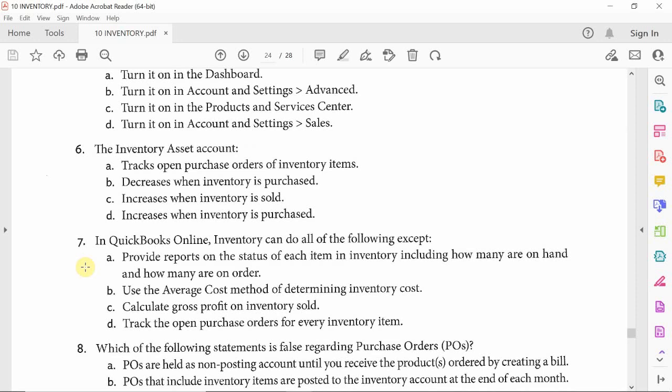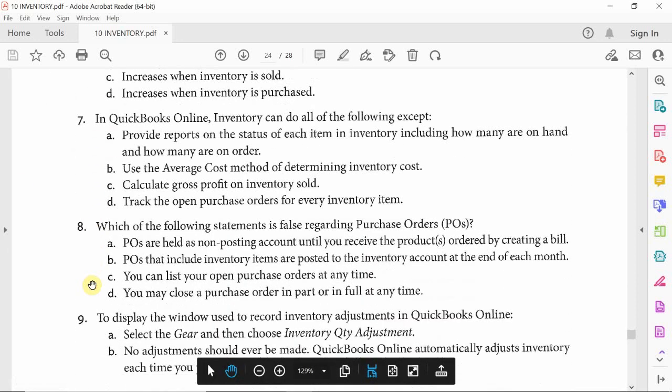C, it does calculate the gross profit from inventory sold. Yes, because if you're marking what it costs you and how much you sell it for, you can run a profit and loss based on products and services, and you can see the gross profit that you earn out of that. And letter D, track the open purchase orders for every inventory item. Yes, by opening that purchase order, you can see what items you are still pending on. So yes, it does keep track of that.